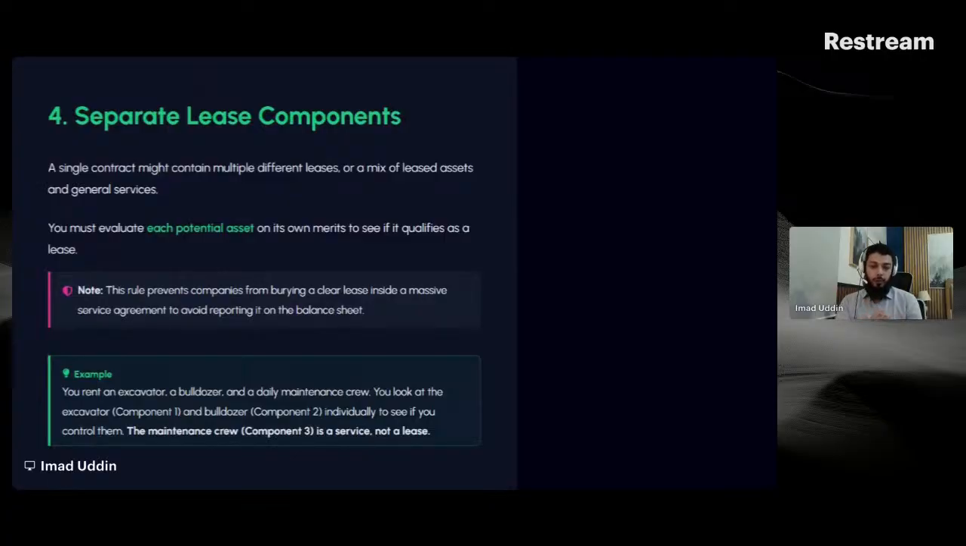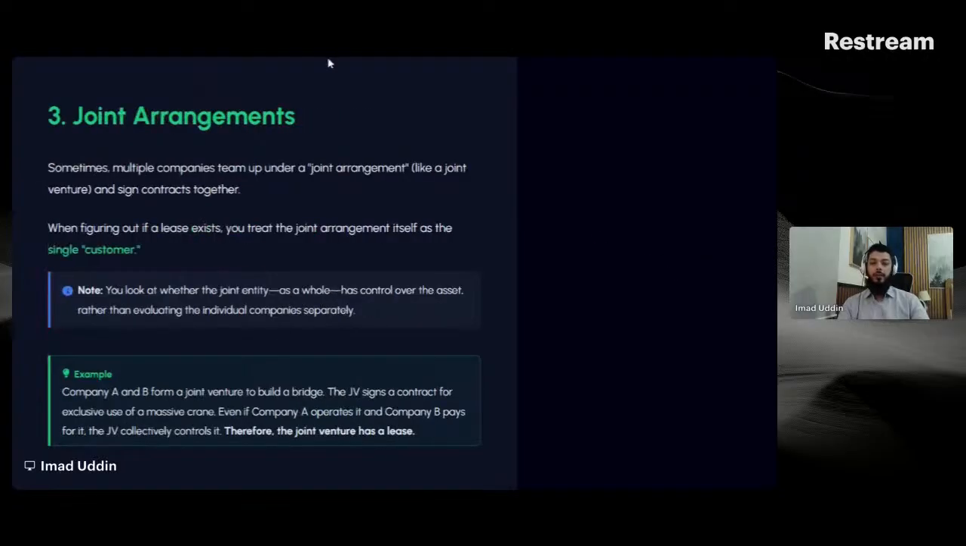The bulldozer, on the other hand, if you have the right to control it and use it for whatever purpose you want, in that case, component two is a lease. And let's take component three, a maintenance crew, and that would automatically be a service and not a lease. So this is a brief introduction of the control aspects, whether the lessee controls an asset or not.